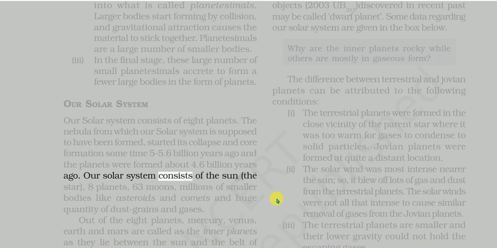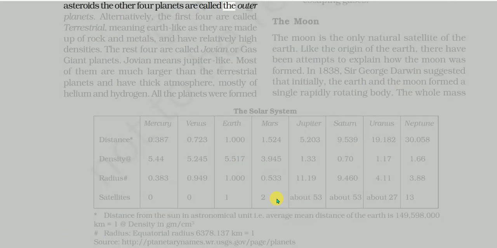Our solar system consists of the Sun, the star, 8 planets, 63 moons, millions of smaller bodies like asteroids and comets, and huge quantity of dust grains and gases. Out of the 8 planets, Mercury, Venus, Earth and Mars are called the inner planets as they lie between the Sun and the belt of asteroids. The other 4 planets are called the outer planets.